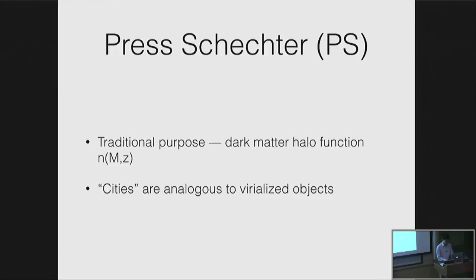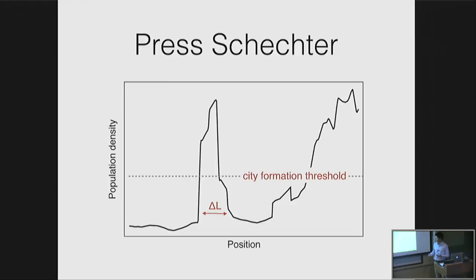And to do that, we're going to use the Press-Schechter formalism, which traditionally has been used to calculate the dark matter halo function given the power spectrum of the underlying matter density function of the universe. Right? If you know the power spectrum of the density fluctuations, then you can easily find the number function of dark matter halos as a function of mass or as a function of redshift. Here, we're going to think of dark matter halos as cities, right? Because conceptually, they're very similar things.